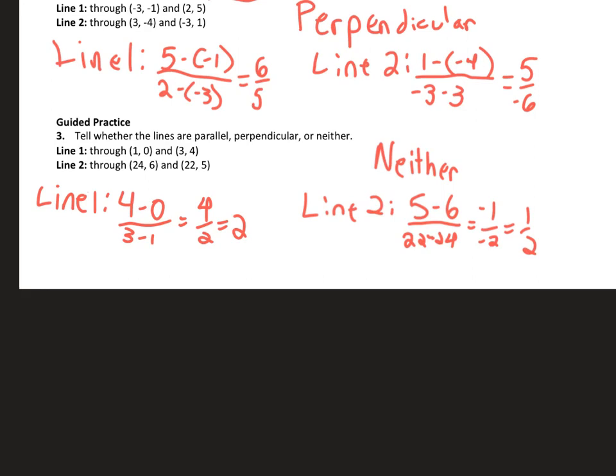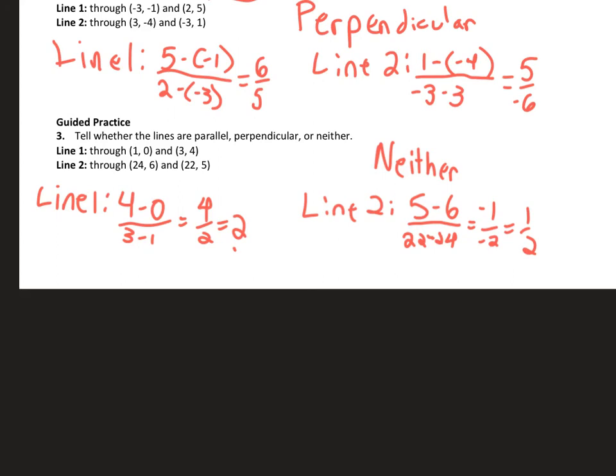Okay, so for the guided practice here, I got the slope of the first line was 4 over 2, which is 2. For the second line, I got positive 1/2. So when we look at these two slopes, the reason I say neither is because, yes, these slopes are reciprocals of each other, 2 and 1/2, but they are not opposite reciprocals, meaning they are not opposite signs. So that makes this neither. The slopes are definitely not the same, and they are not opposite reciprocals, making them neither one or the other. All right, they're neither. They intersect, but not at a right angle to make them perpendicular.